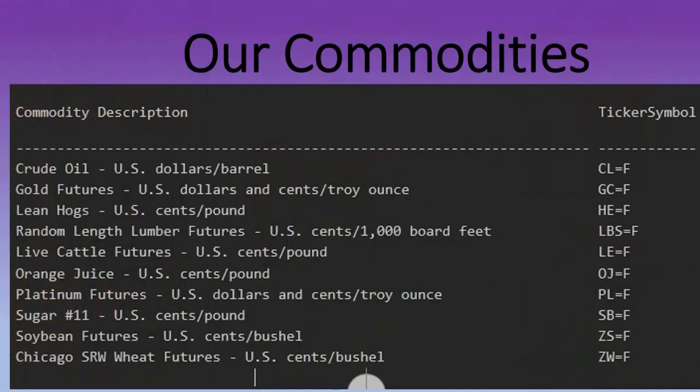Here's the list of the commodities that we are going to use for this video and this study. Crude oil, gold, lean hogs, random length lumber, live cattle, orange juice, platinum, sugar, soybeans, and Chicago wheat.